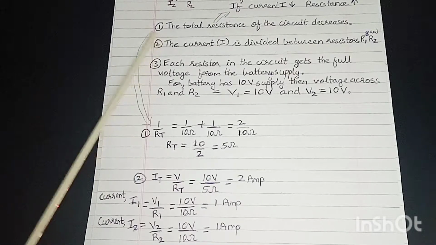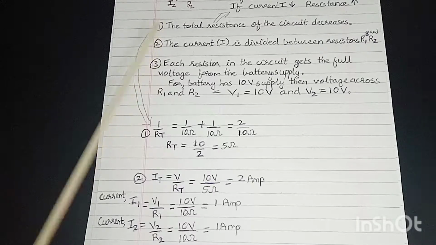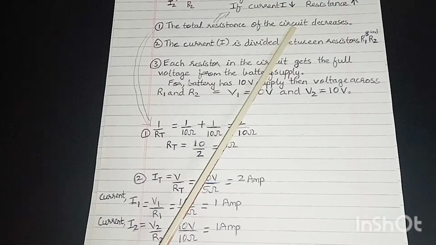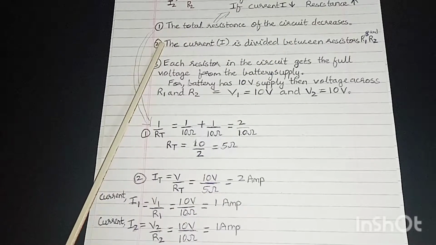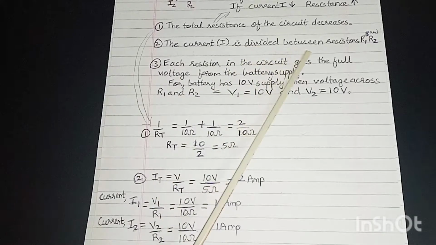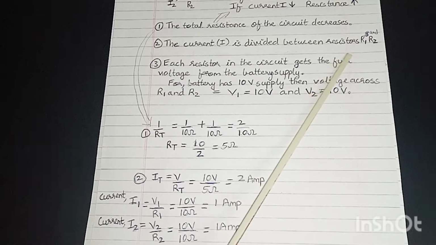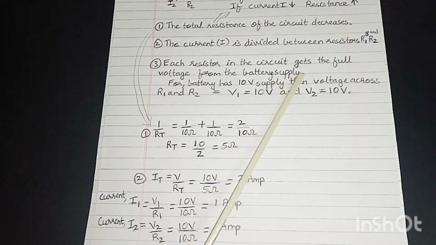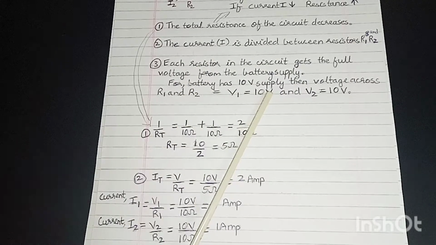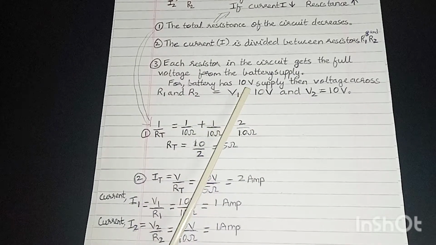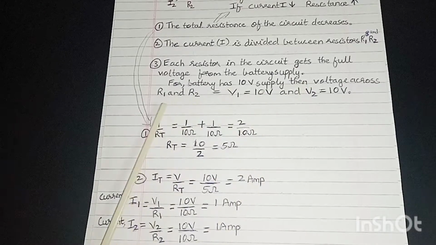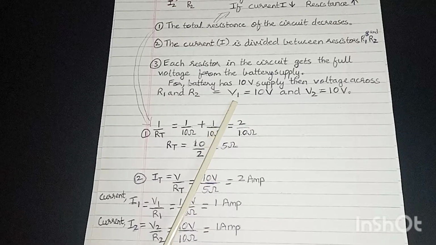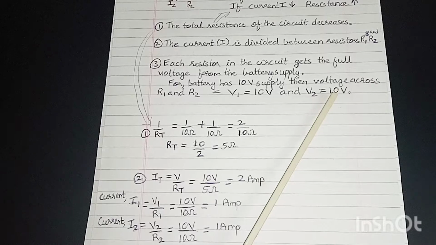These three are the important concepts we needed to understand, and we have proved them just now. The total resistance of the circuit decreases in a parallel circuit. Then the current I is divided into the number of resistors. Here there are 2 resistors, so it will be divided into 2. Each resistor in the circuit gets the full voltage across the battery supply. For example, 10 volts is supplied, so across the resistances that same voltage will be applicable. That is why V1 is equal to 10 volts and V2 is equal to 10 volts.